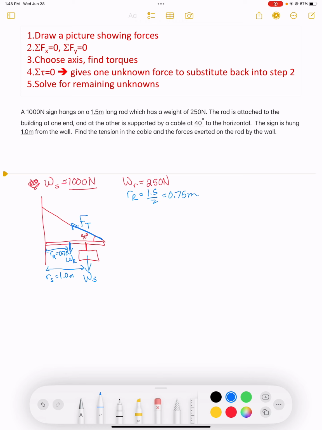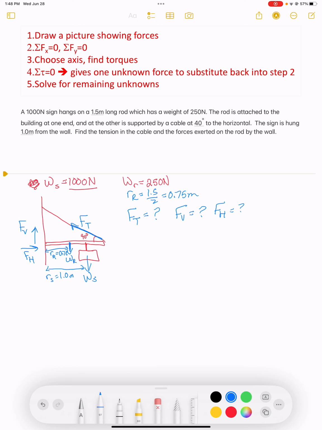Okay, and what else do we have? We've got the force of the tension, which we don't know. We're trying to find it. And we've got forces from the wall, and the wall will have a vertical force that's called the FV that keeps the rod from sliding down the wall, and it's also going to have a horizontal force that keeps the rod from pushing through the wall. You could imagine if the wall were made out of paper, that rod would just push through the paper and swing over towards the left. So we have three forces that we don't know and that we're asked to find.